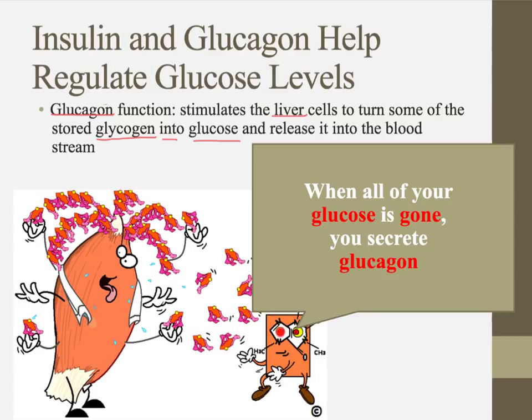So glucagon tells the liver to take some of that glycogen, cut it up into individual glucose molecules, and release it into the bloodstream. I always say when your glucose is gone, you secrete glucagon. So this is going to happen when your blood glucose levels are low.